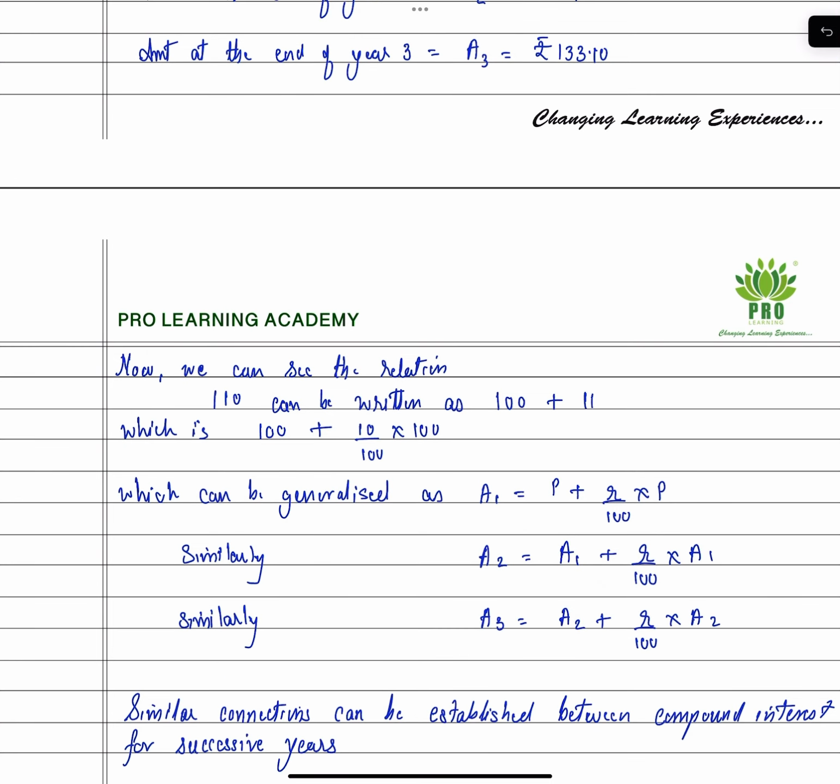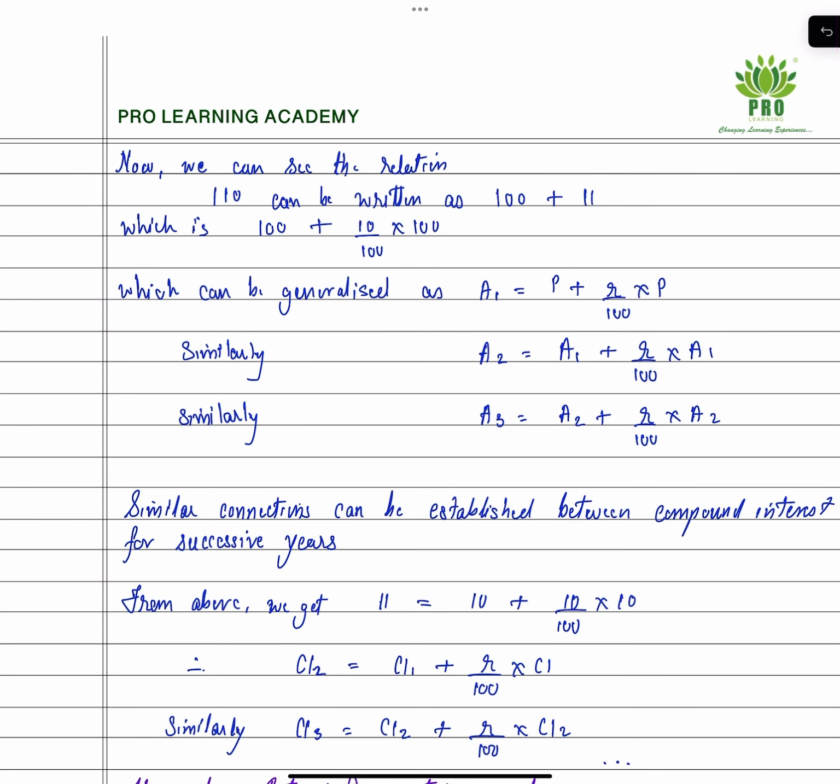Now if you were to build a connection between them, 110 is nothing but 100 plus 10. How do we get this 10? It is nothing but 10% of 100. 10% of 100 will become 10. So 100 plus 10 becomes 110. And 110, if it is subjected to 10%, it will eventually become 11 rupees. So now we want to generalize. My amount at the end of the first year is nothing but my P plus the rate of interest applied on the original principal P.